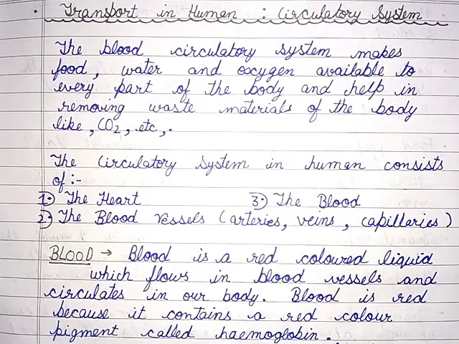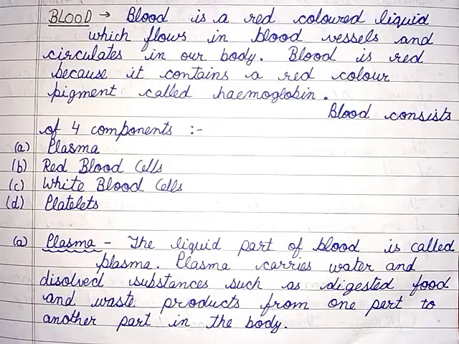Blood. Blood is a red colored liquid which flows in blood vessels and circulates in the body. Blood is red because it contains a red pigment called hemoglobin. Blood consists of 4 components: plasma, RBCs or red blood cells, WBCs or white blood cells, and platelets.